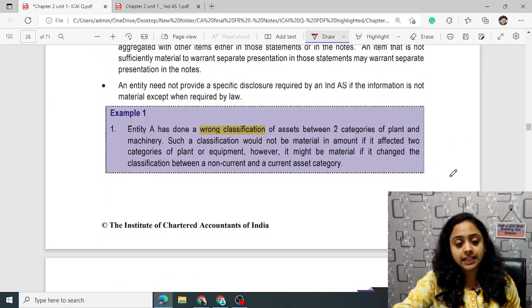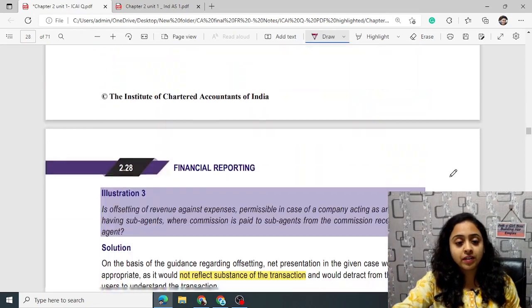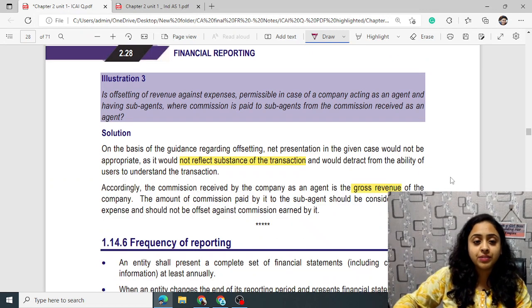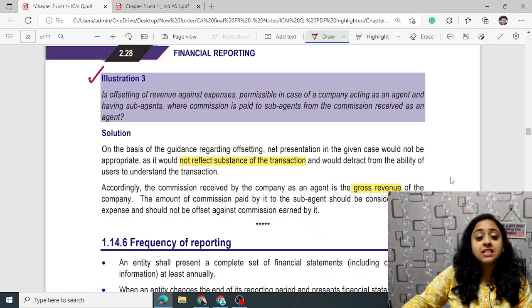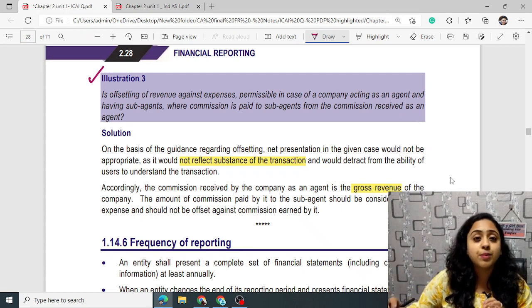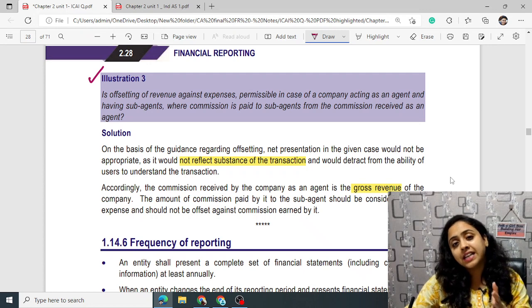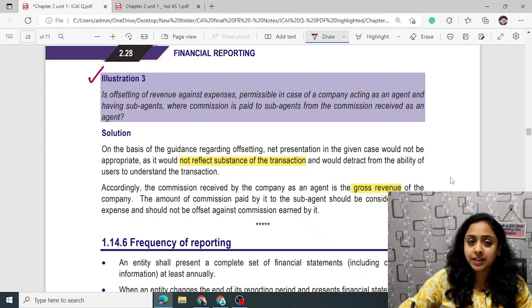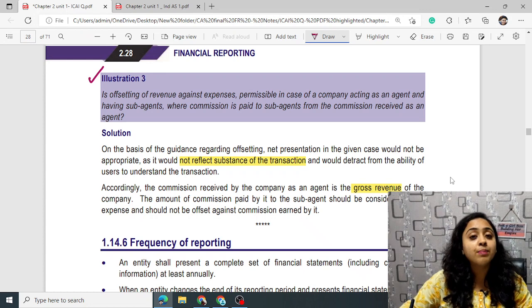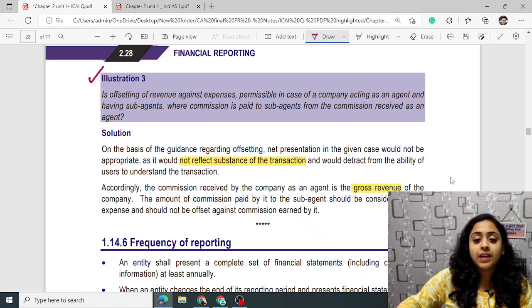Let's head towards the next question. Examples we have already read. Illustration number 3, page number 2.28. Is offsetting of revenue against expenses permissible? We said that normally all expenses, incomes, assets and liabilities should be shown separately. No offsetting is allowed unless and until permitted by Ind AS. So it is asking whether it is permissible in the case of a company acting as an agent and having sub-agents, where commission is paid to the sub-agent from the commission received as an agent.